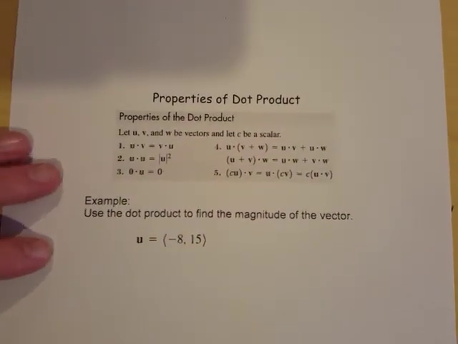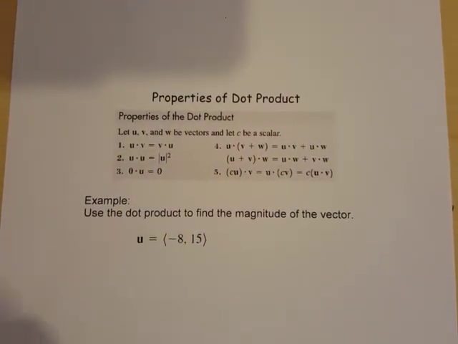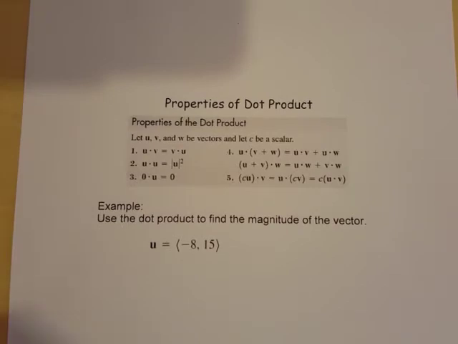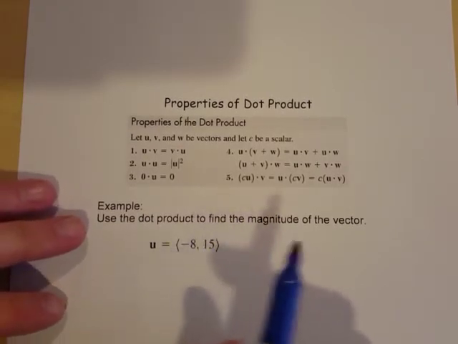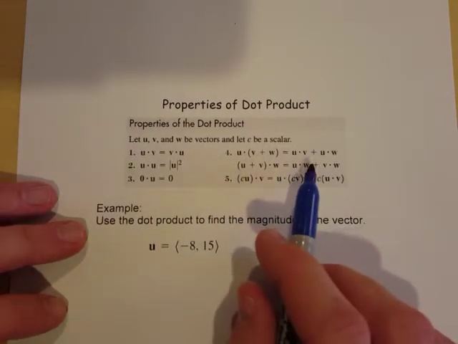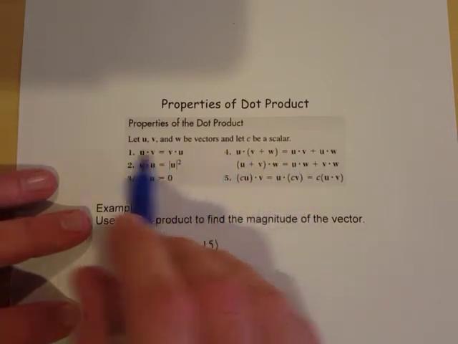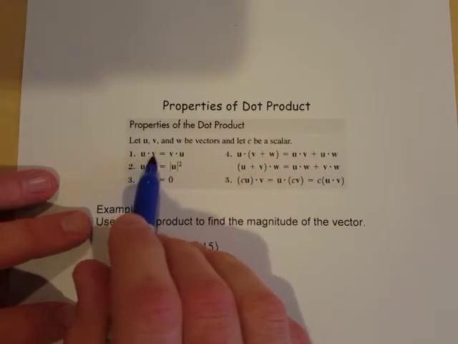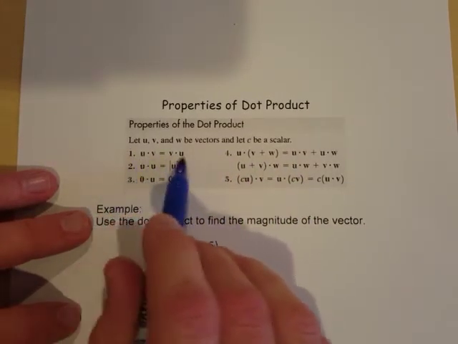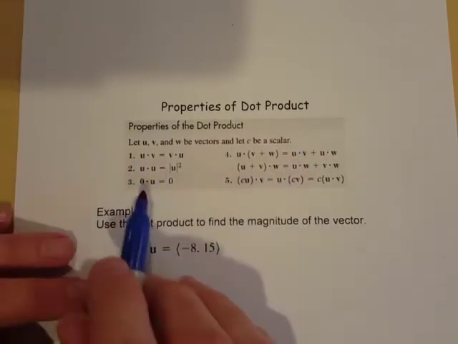Because dot product is a new concept, it's kind of important to know some of the things that work with the dot product. Like what are some things we can count on? A lot of the properties of dot product are very similar to normal numbers. So if you'll notice, some of these, like u dot v is the same as v dot u. That's the commutative property. You just flip things around.